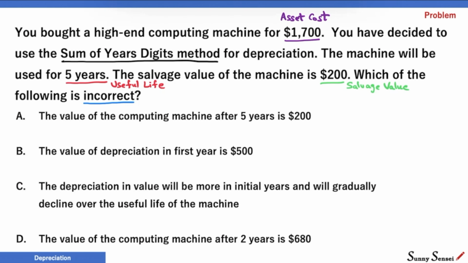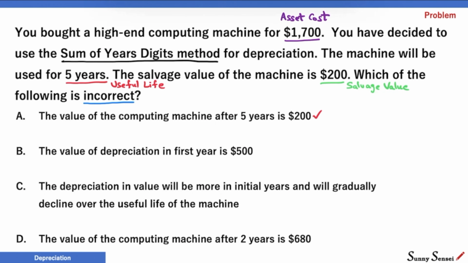Let's look at the first choice. The value of the computing machine after 5 years is $200. 5 years is the useful life of the asset. After 5 years, we should be left with salvage value. $200 is the salvage value. So, A is correct.